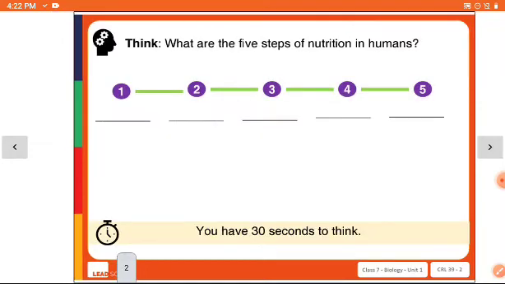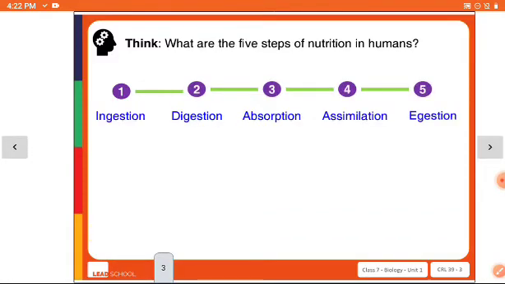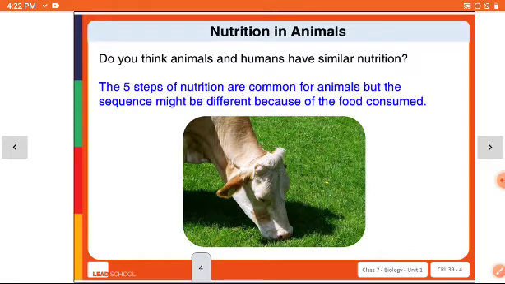So what are the 5 steps of nutrition in humans? That is ingestion, digestion, absorption, assimilation and egestion. So, nutrition in animals.